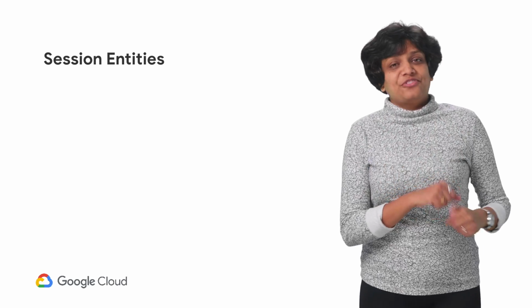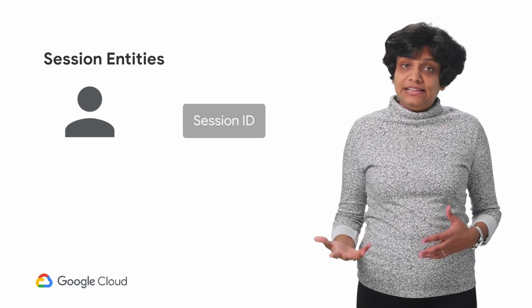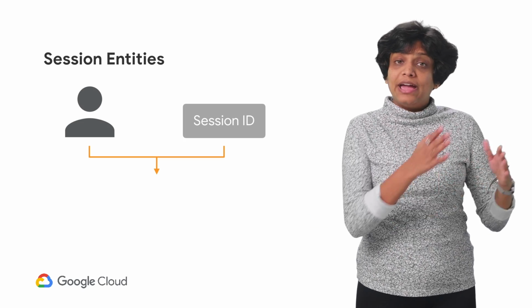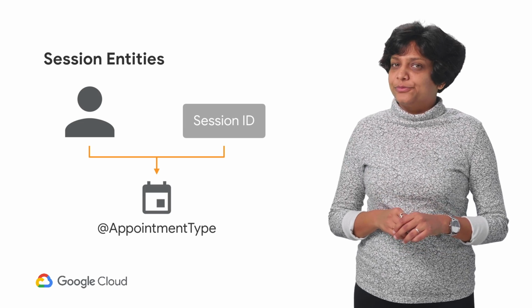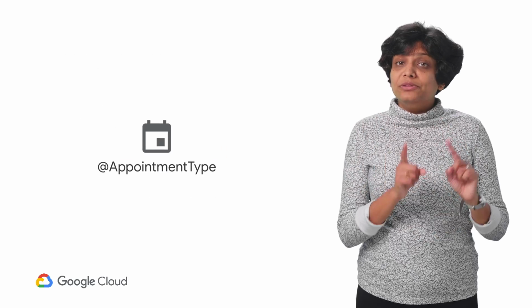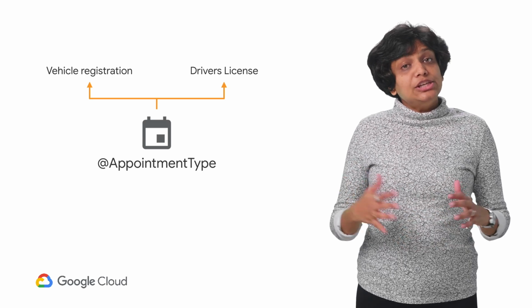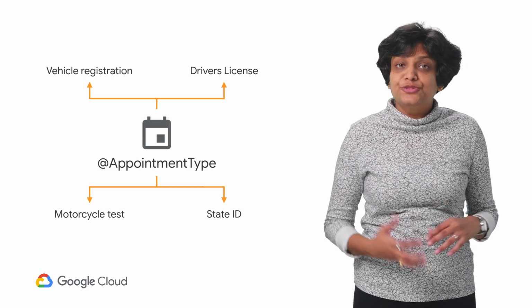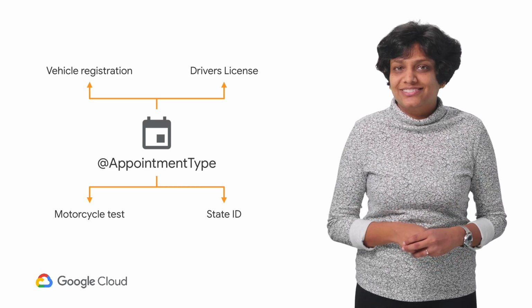Now, the third type of entity is session entity. These are defined at session ID level, which allows for a specific entity to be tied to a user and their session. Let's take an example to understand this better. Our agent had appointment type as entity, which includes driver's license and vehicle registration at this point. That entity could be updated to include a state ID or a motorcycle test depending on the information your agent collects from the user during the conversation.